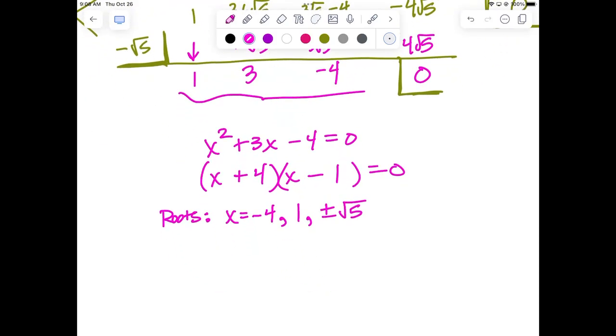In fact, I have 4 distinct roots for a 4th degree polynomial. They're all multiplicity 1. So if you were going to sketch this, you would have 1 right here. You'd have 1, 2, 3, 4 over here, negative 4. The square root of 5 is negative 2 point something, so there's the negative square root of 5. And then you got 2 point something right here, the positive square root of 5.